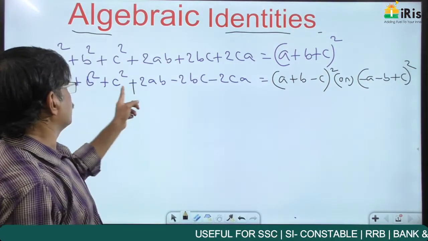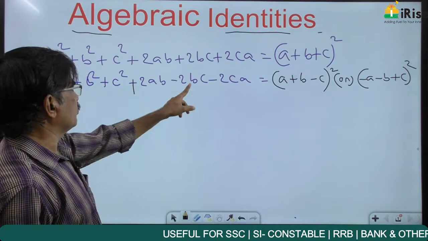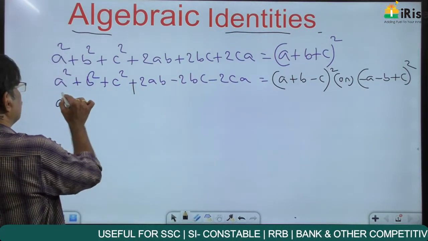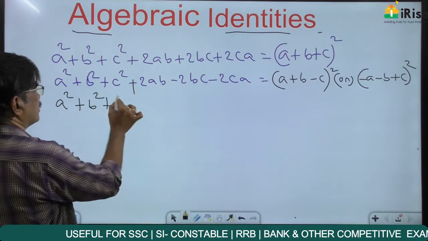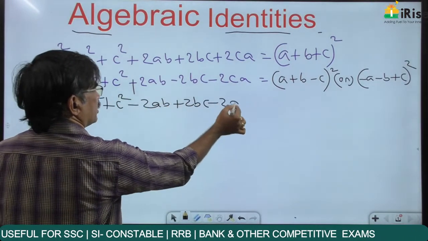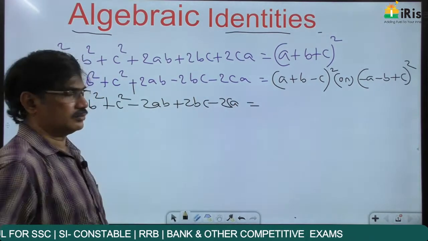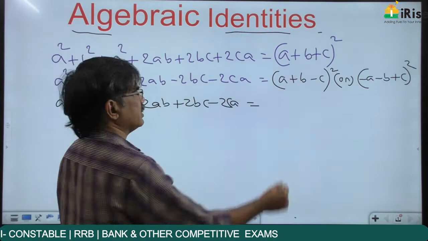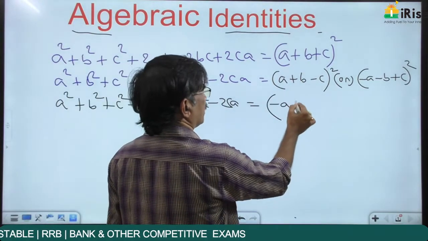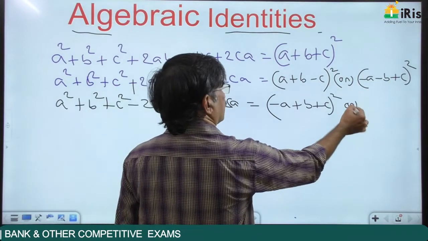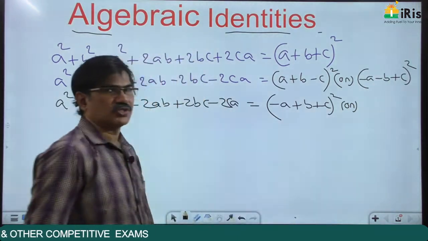Okay, a square plus b square plus c square plus 2ab minus 2bc minus 2ca. For example, if a square plus b square plus c square minus 2ab plus 2bc minus 2ca is given. Here ab is negative, ca is negative, common is a. So therefore minus a plus b plus c whole square, or you can write these two negative, this is positive.